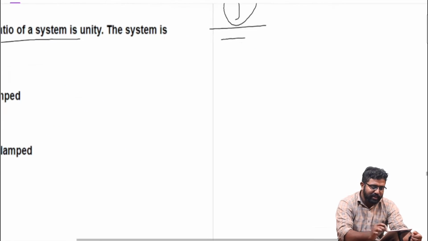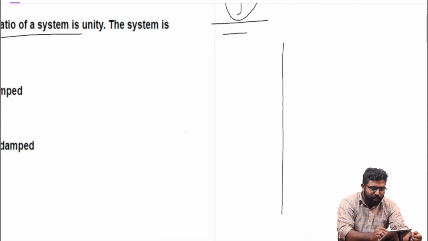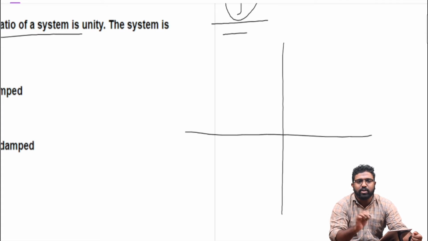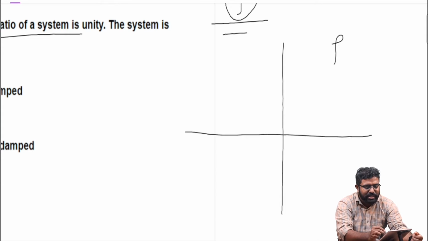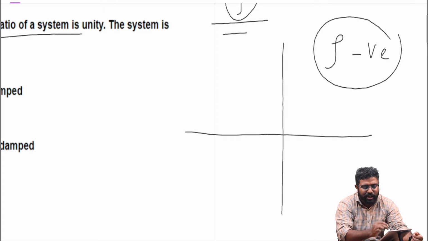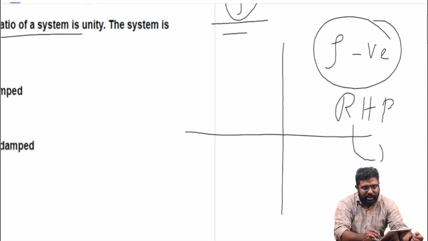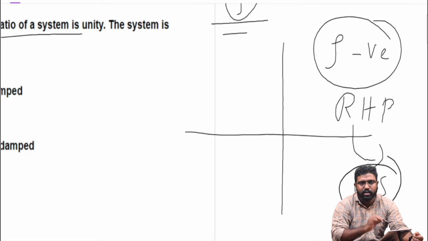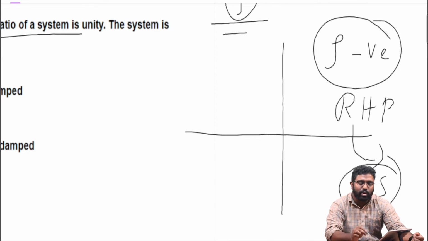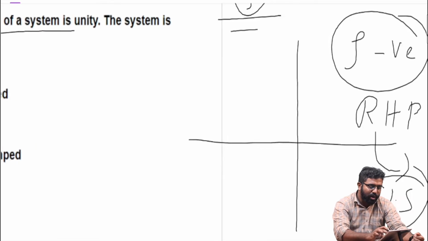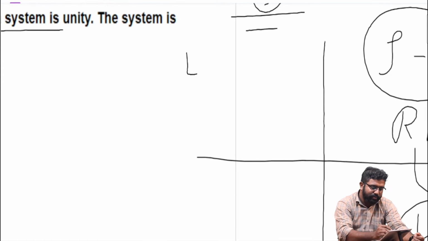So, let me discuss. The damping ratio can be positive or negative. If the damping ratio is negative, in the S plane all the poles should be in the RHP. This is an unstable system. If the damping ratio is positive, all the poles are plotted in the LHP.